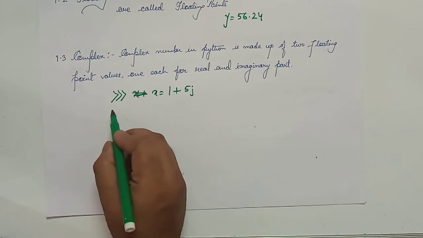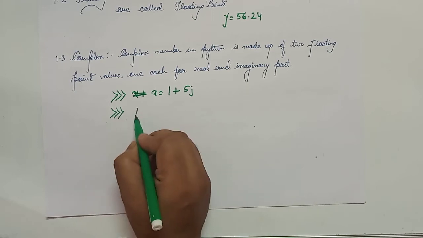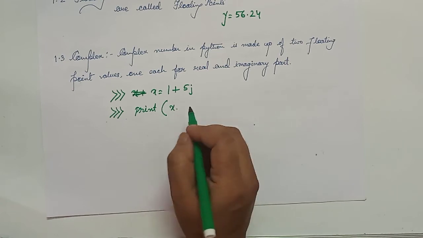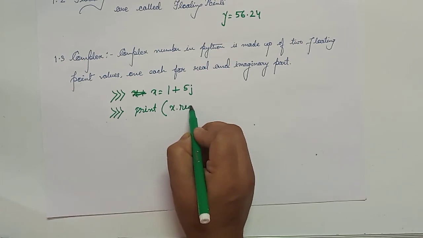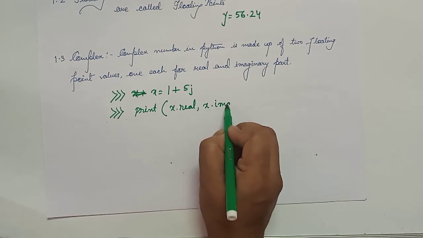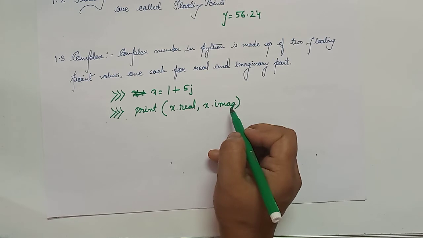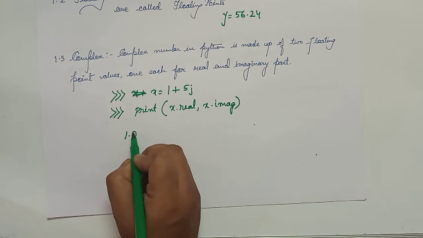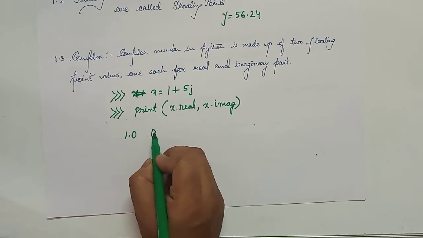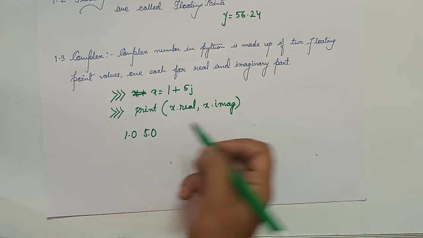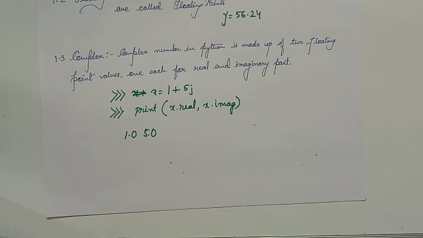Now if you want to print the real and the imaginary part, for this you have to write print x dot real comma x dot imag. And the output will come something like this. So this is the complex number. So here we have finished the number category.